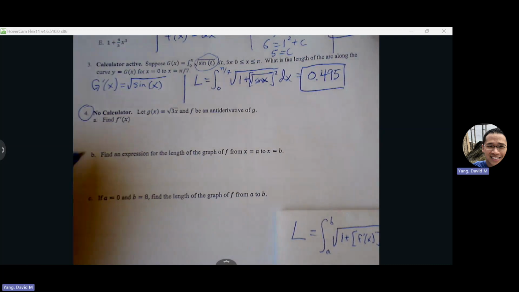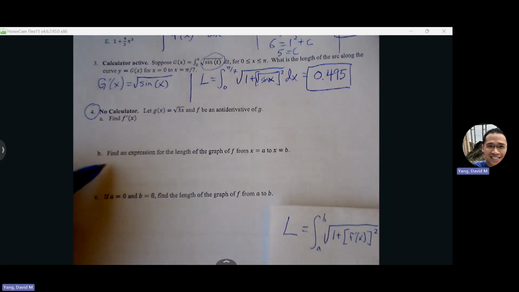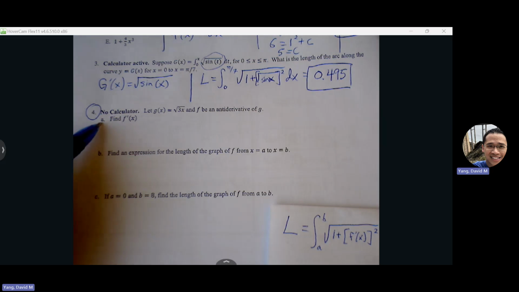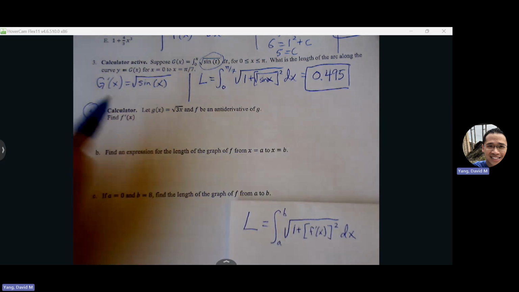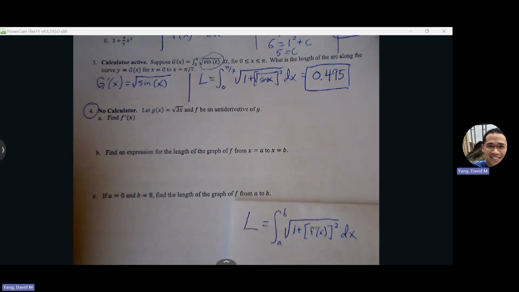Okay, for number 4, no calculator. We're going to see if we can work through. It's basically helping us break down each of the parts of the arc length formula. So first, we're going to find the derivative. So g of x equals root 3x.